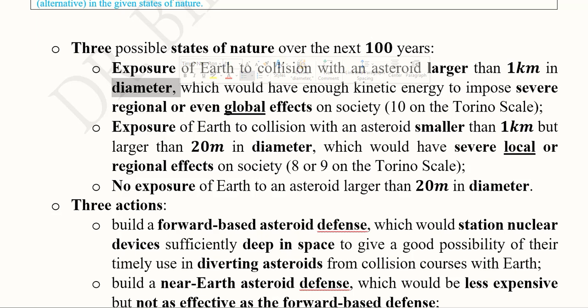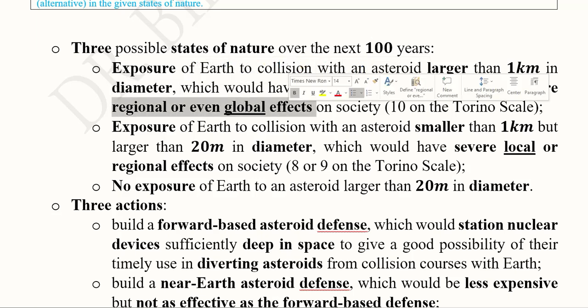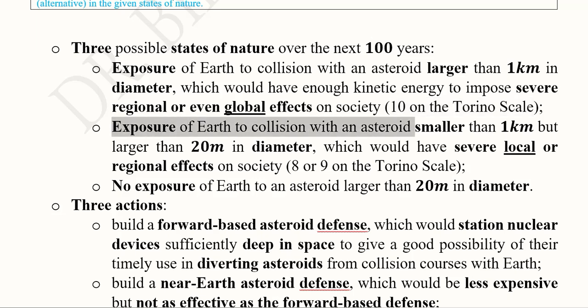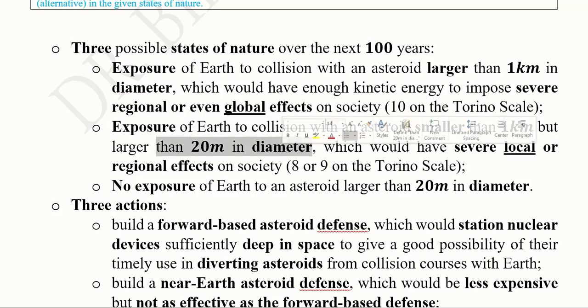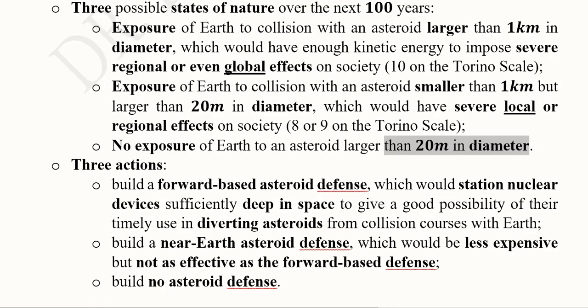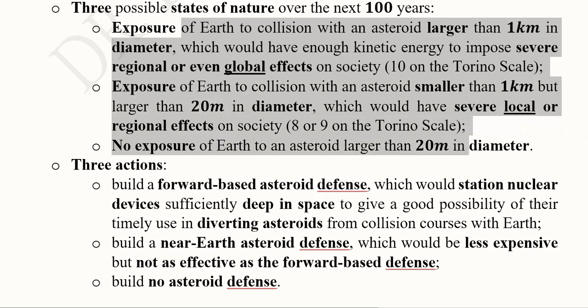These are a few explaining paragraphs, and a few things we can see in this process is that if there is a large meteor, then there can be regional or even global effects, and the intensity of the earthquake caused by it can be 10 or more on the scale. And the exposure of the Earth to collision with an asteroid smaller than 1 kilometer but larger than 20 meters in diameter can cause severe local or regional effects and can cause this much of the earthquake or vibration on the Torino scale. And the third possibility is having a smaller asteroid hitting the Earth. So these three states of nature are explained here, as we have already seen in the table.